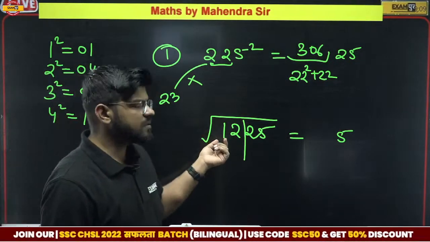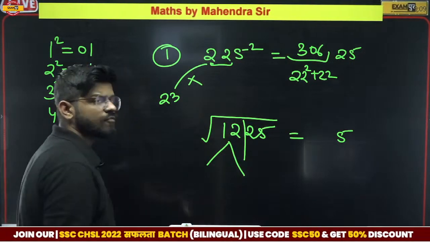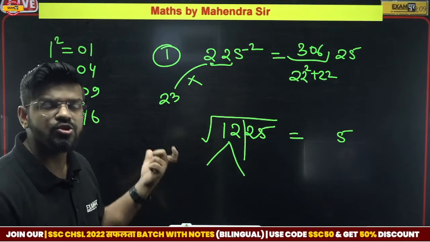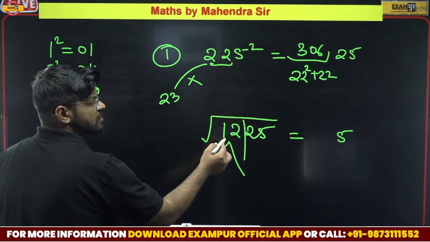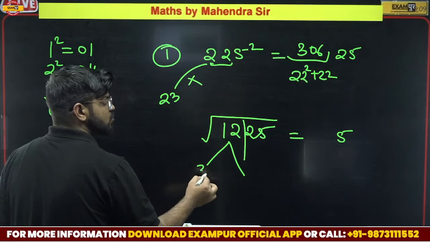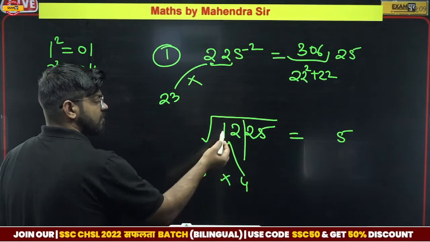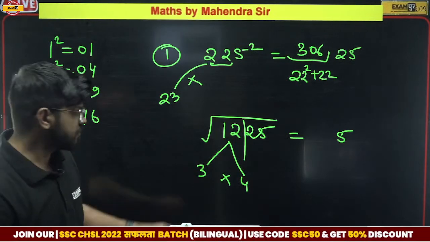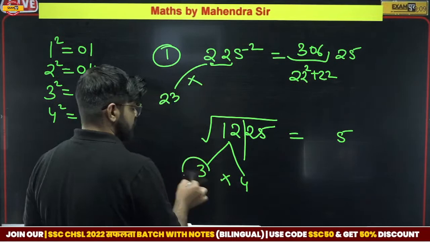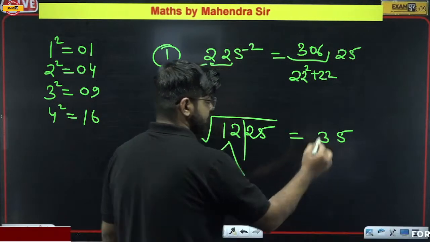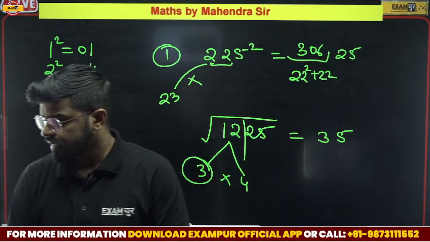Now this number should be between the squares of any two numbers. So if this is between 3 square and 4 square, that means it is the product of these two numbers. That means the first one we have to take, that is 35. So it is the square of 35, nothing else. Okay, clear to everyone?